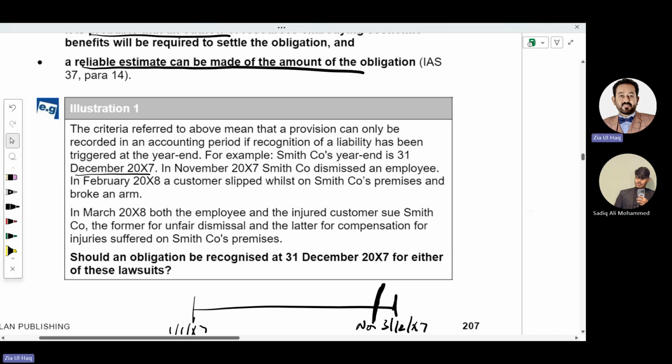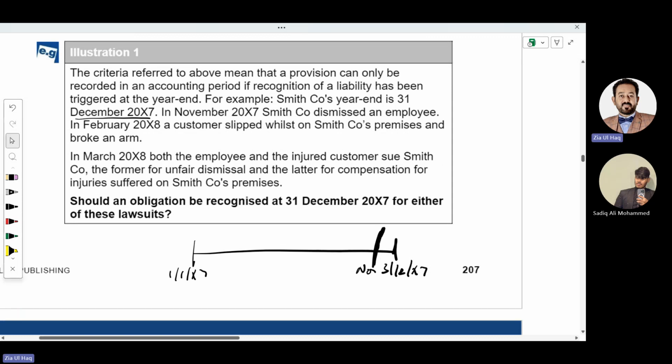And if you have dismissed that employee unfairly, the employee can sue you for damages. If you have dismissed him fairly, that's fine. But if he has proved in the court that you have dismissed him unfairly, in that case, you need to pay him damages.